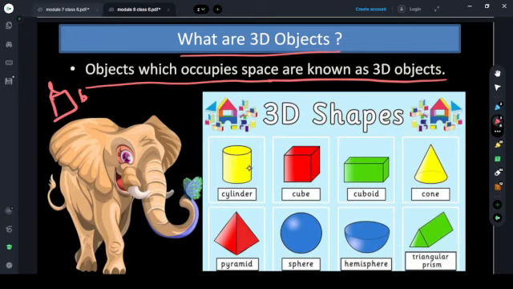You can see this cylinder, any object, your textbook, your compass box, your bag or blackboard or benches that occupy some space. So these are 3D objects. Geometrical objects we will study till 10th: cylinder, cube, cuboid, cone, pyramid, sphere, hemisphere, triangular prism. Okay, these are the 3D objects.